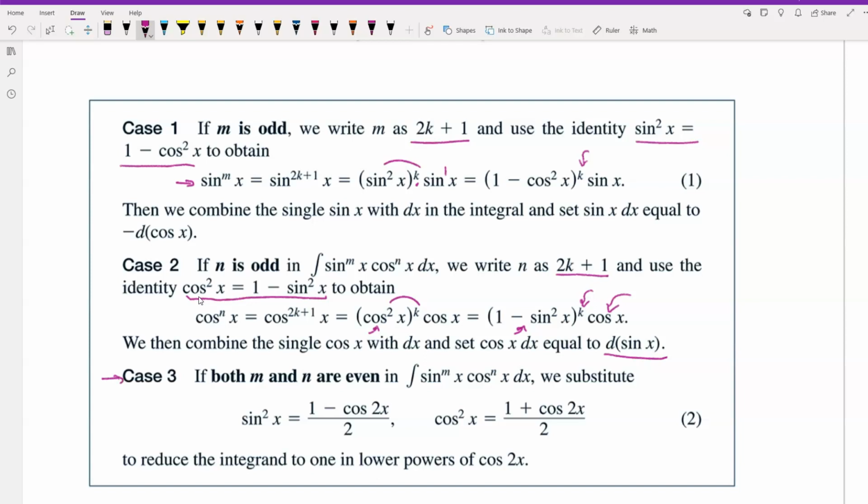Case 3, if both m and n are even, so both powers are even, in the integral of sine to the m power multiplied by cosine to the n power multiplied by dx, we substitute sine squared equal to 1 minus cosine 2x divided by 2, and cosine squared equal to 1 plus cosine 2x divided by 2, to reduce the integrand to one in lower powers of cosine 2x.